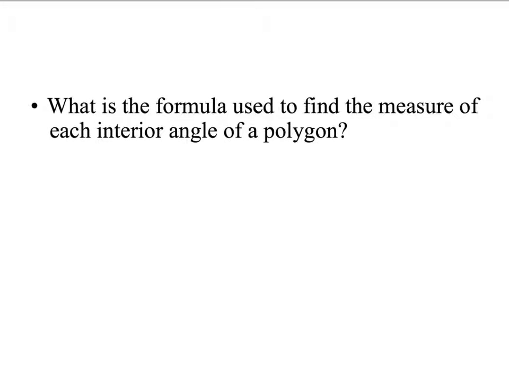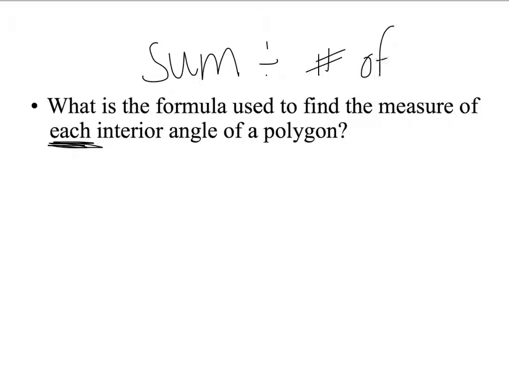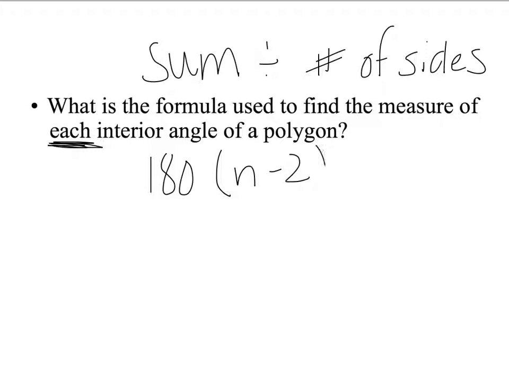What is the formula used to find the measure of each interior? Now this is each instead of sum. So we take the sum formula and we divide by the number of sides. That's how we find the each. So our sum formula was 180 times n minus 2, and we're going to divide by n, the number of sides.